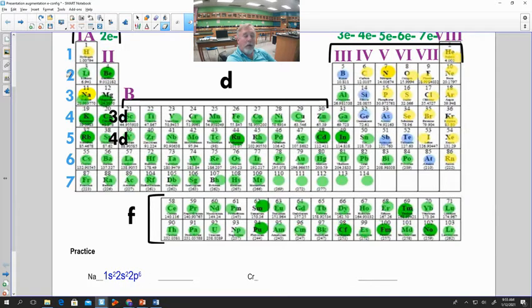And now we're going to go back to our third level. There's sodium, our first box here. That's our period 3, so it's our energy level 3. And it is our S level, and there's only 1 electron in there. So we can read it right off the periodic table.